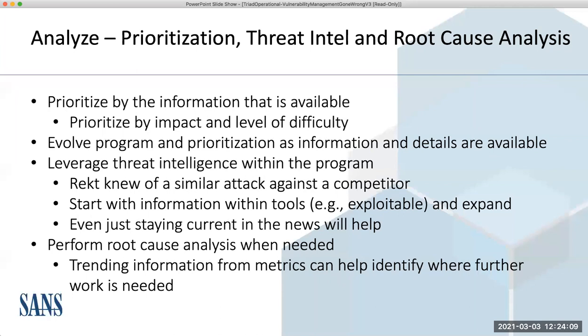Now, we know that Rekt Casino doesn't have a lot of this to use right now, so we're going to have to start looking at those public sources of information. But prioritization is just one method of analyzing this data. We need to do more than that.